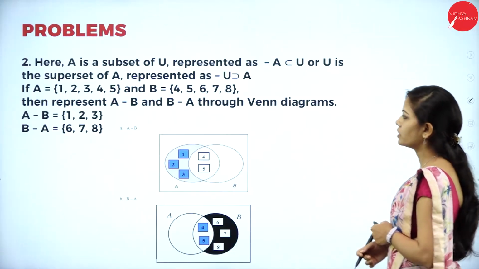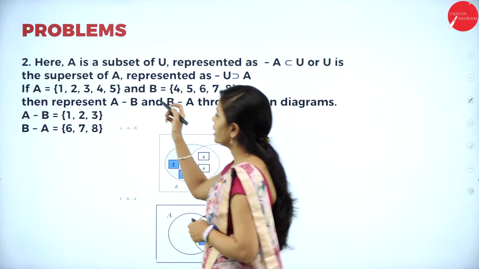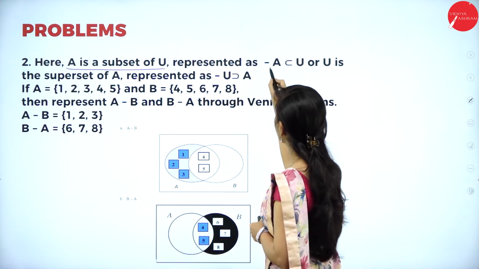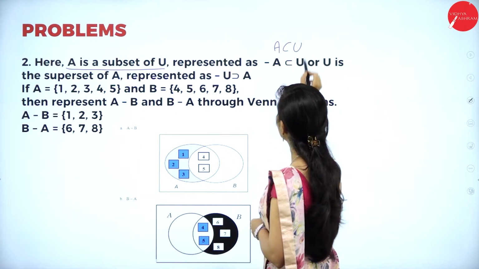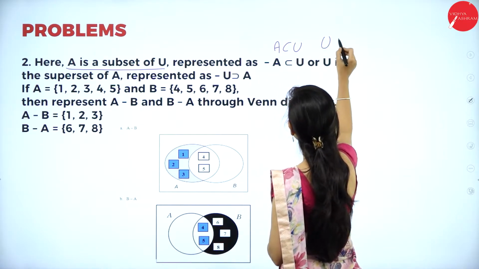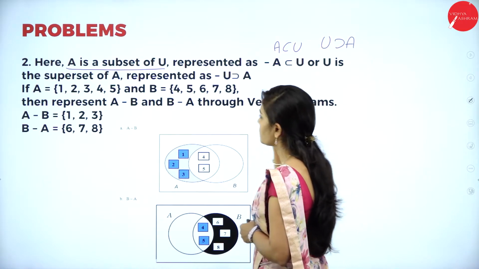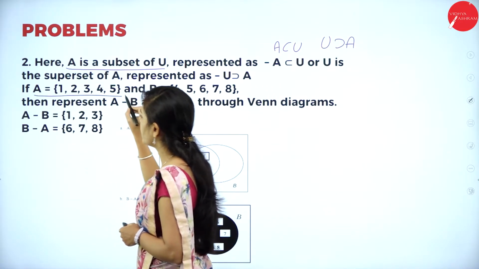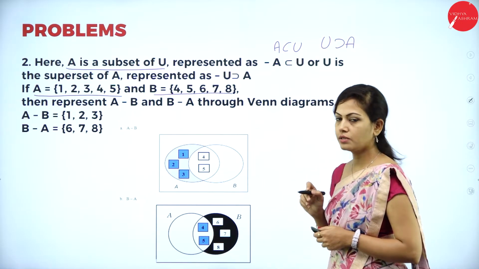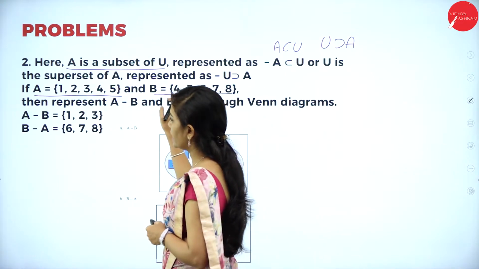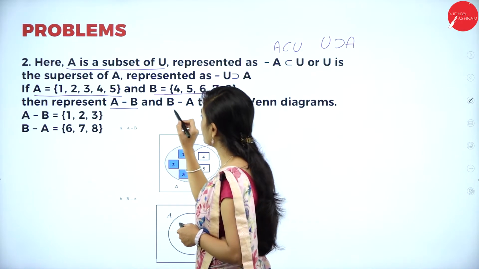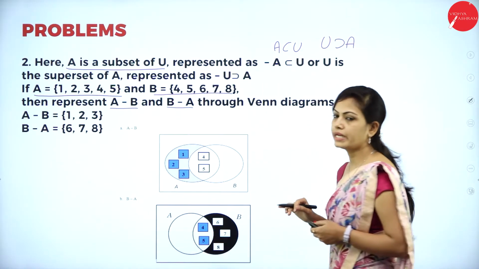So next, see question number 2. Here A is a subset of U. A is a subset of U means U is a superset of A. So if A is equal to 1, 2, 3, 4, 5 and B is equal to 4, 5, 6, 7, 8, so I have two sets, A and B. Then represent A difference B and B difference A through Venn diagrams.